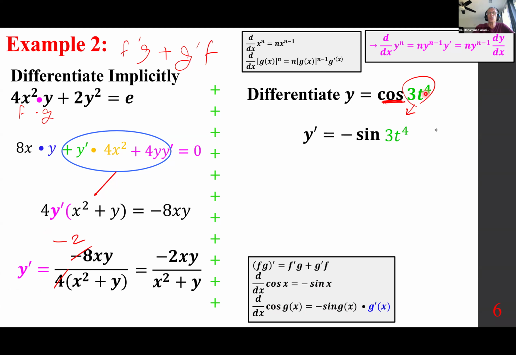By the chain rule, we need the derivative of the argument, which is 12t cubed. We put that in front, and y prime is negative 12t cubed sine of 3t to the power of 4. And that is the final answer, everybody.